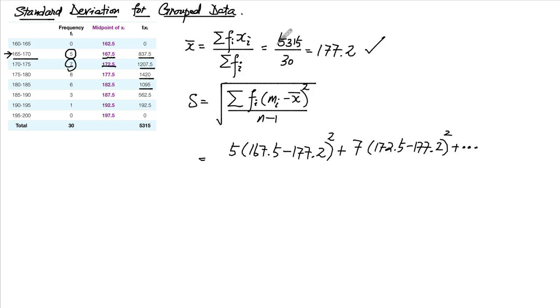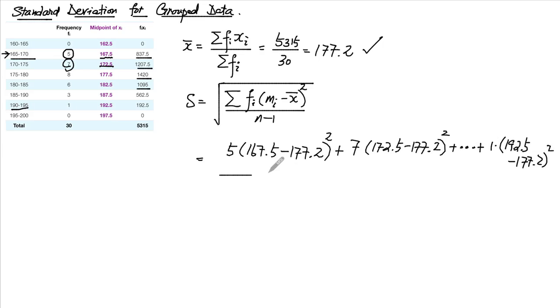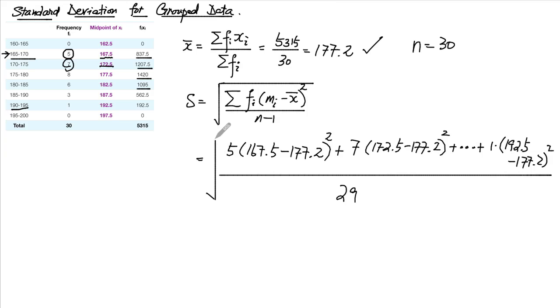I'm just going to write the last term in this series here. The last bin that actually has a data point is the bin that contains these tall people between 190 and 195. There's only one of them, so 1 times the deviance. The midpoint is 192.5. We take away the mean of 177.2 and take the square of that. And all of this sum gets divided by n minus 1. There were n equals 30 males sampled, so n minus 1 is 29. And finally, we take the square root of all of this.